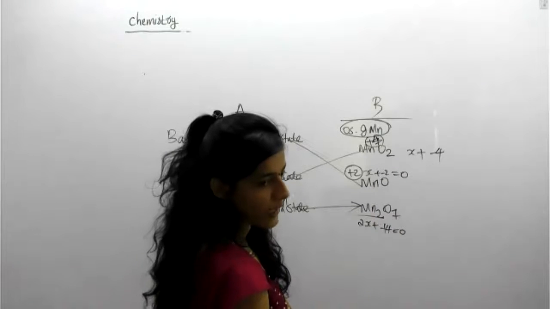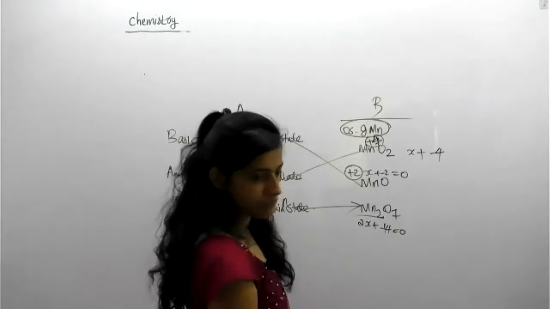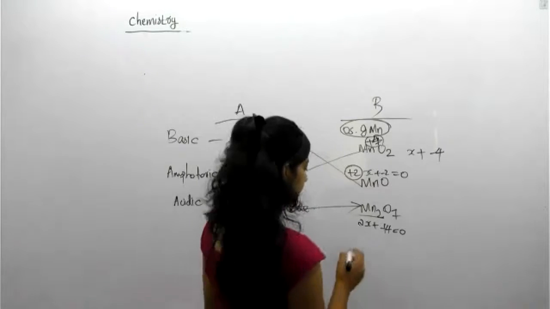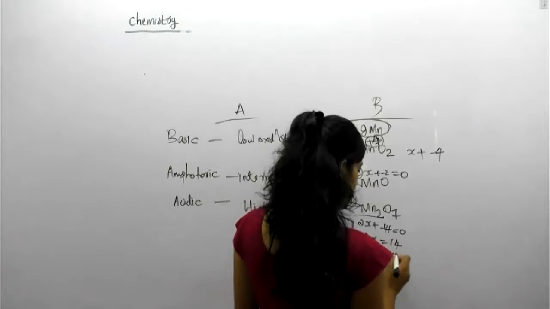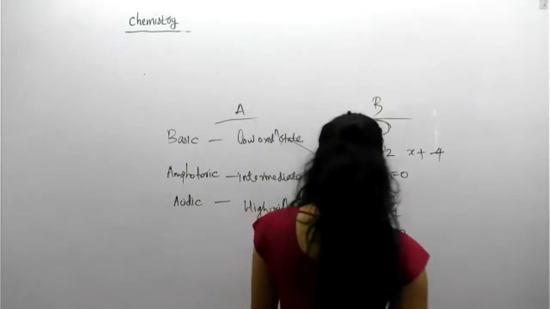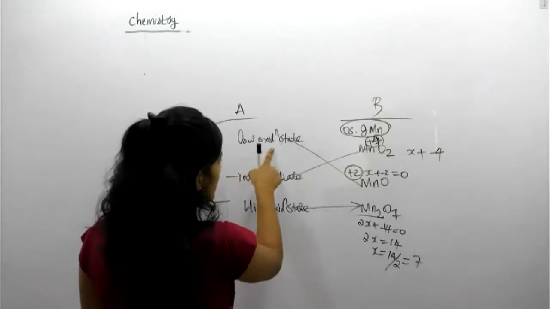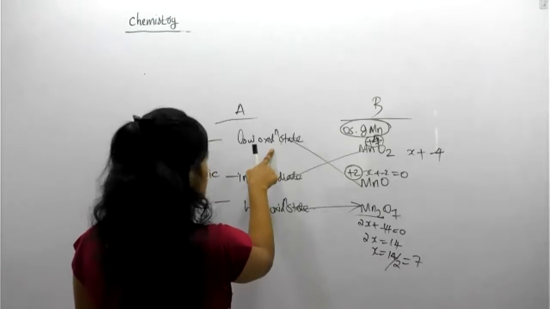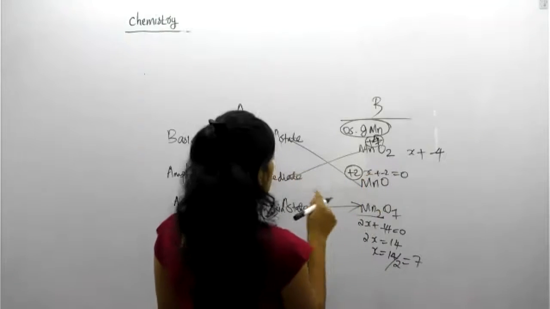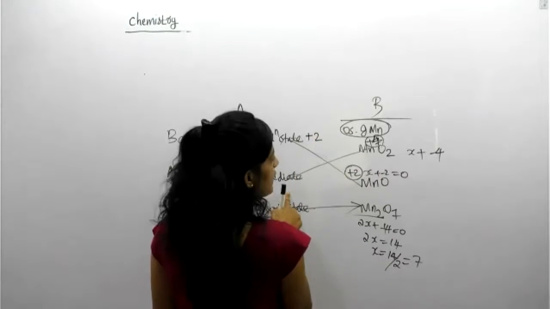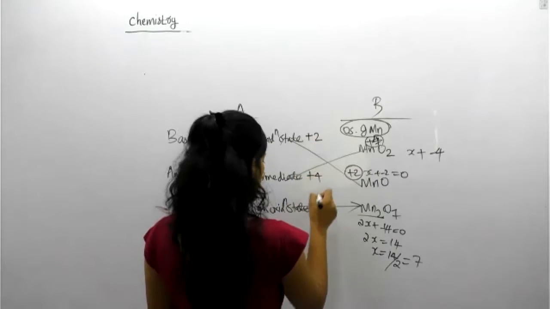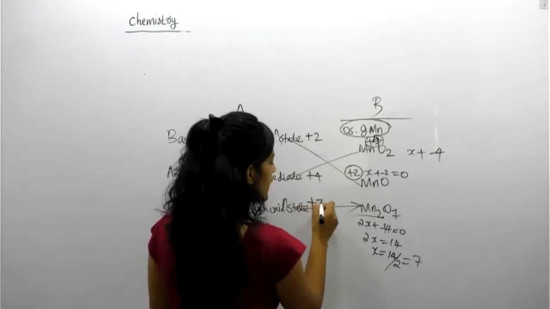Did you check properly? Not 6, it is 7. 2x is equal to 14, so x is equal to 14 upon 2, that is equal to 7. So look students, in the basic condition, the oxidation state becomes +2. In the intermediate state, the oxidation state is +4. But in the acidic state, the oxidation state is +7.